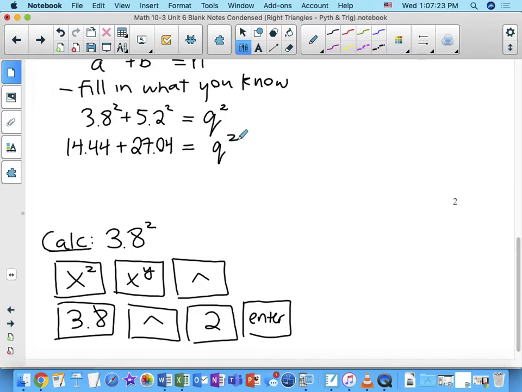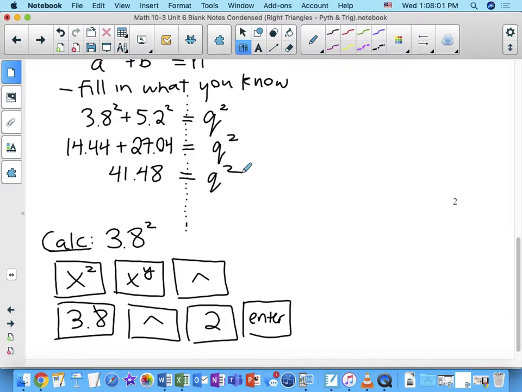Okay, and just like we were doing with the proportional reasoning equations, I am lining my equal signs up vertically. Okay, so I can clearly see a left side and a right side. All right, now what could I do on the left side? Add them together, exactly. Okay, so what is 14.44 plus 27.04? Yep. 41.48. And there's nothing to do on this side, it's still just q squared.